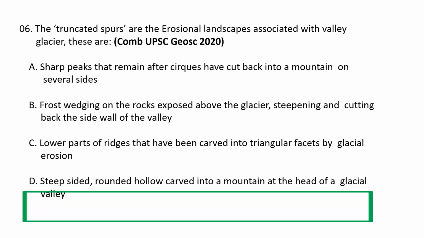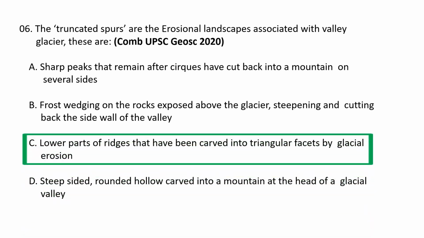So the truncated spurs are the erosional landscapes which are associated with the lower parts of the ridges that have been carved into triangular facets by glacial erosion. Truncated spurs are landforms that occur in glaciated areas, and when a valley fills with a glacier, any land which is in the way of the moving glacier will be eroded away. So the truncated spurs have steep sides which show this erosion, and this erosion can also be caused by moving water.